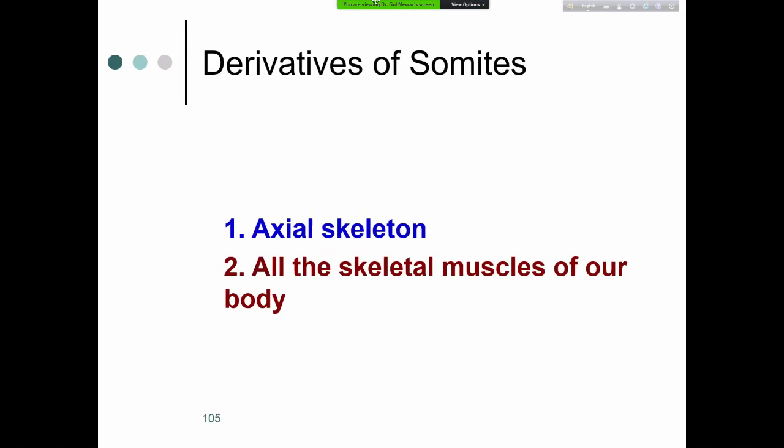Remember, this is very easy. All the skeletal muscles come from somite. All the skeletal muscles of our body and the dermis of our skin. The epidermis comes from surface ectoderm, but the dermis comes from mesoderm, that is the somites. Somites come from paraxial mesoderm, so it is mesoderm, right? These three are the components. In exam, sometimes we ask you, or in SQ, write down in short the derivatives of somite. If you write this, okay.